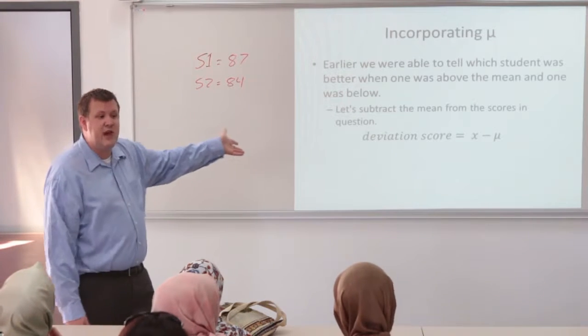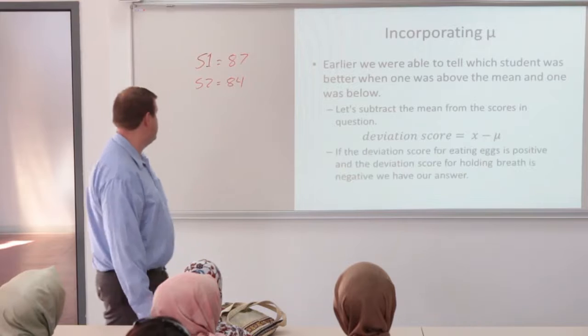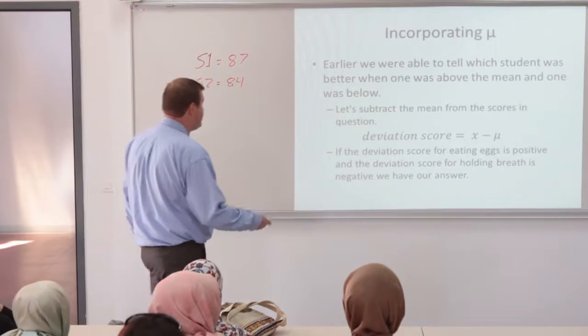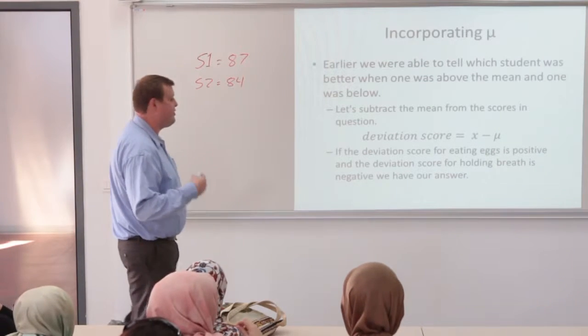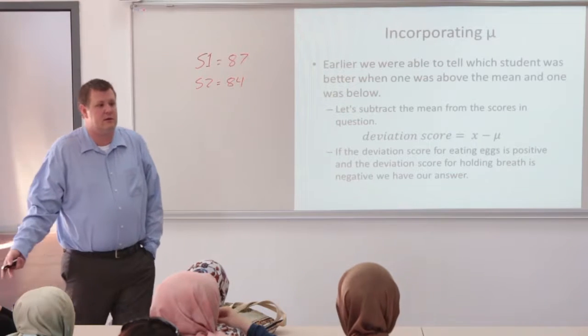This is just the deviation score, which we talked about last class. So if the deviation score for eating eggs is positive and the deviation score for holding breath is negative, then we know our answer, right?